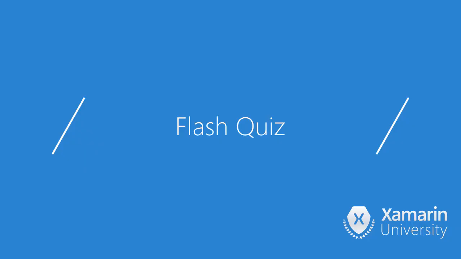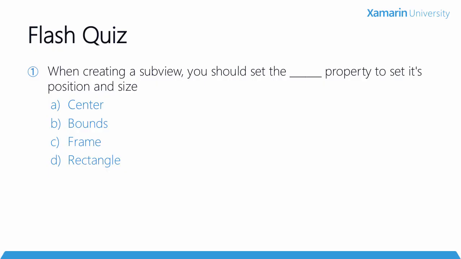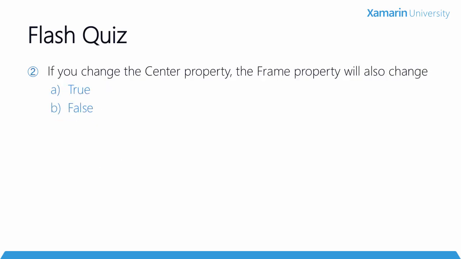So let's use a flash quiz to just kind of see where we are. Question number 1. When creating a subview, you should set the A, center property, B, bounds property, C, frame property, or D, rectangle property to set its position and size. So position and size would be the frame. Question number 2. If you change the center property, the frame property will also change. True or false? The answer is true. If you change center, it will change the top left corner of the frame.